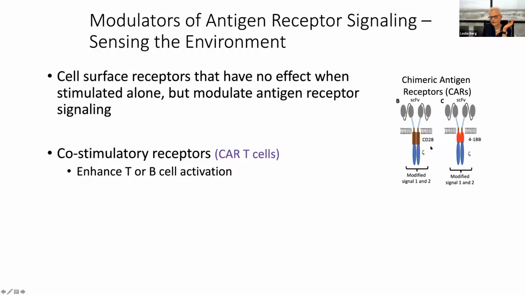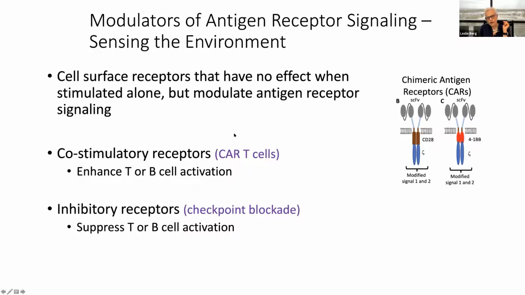So two common versions of these CAR, or chimeric antigen receptors, against tumors have the zeta chain of the T cell receptor with the ITAMs that are phosphorylated, recruit ZAP70 to initiate signaling, and a piece of a co-stimulatory receptor, either CD28, that we'll briefly talk about, or a piece of a TNF receptor that's called 41BB.